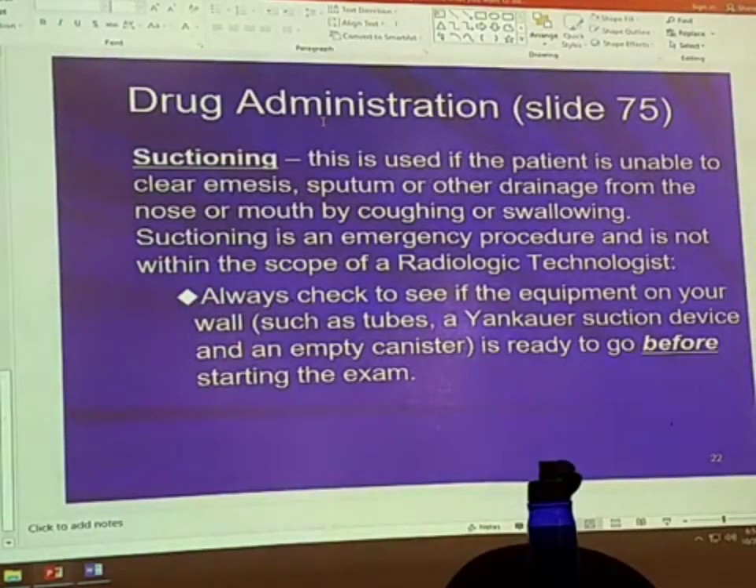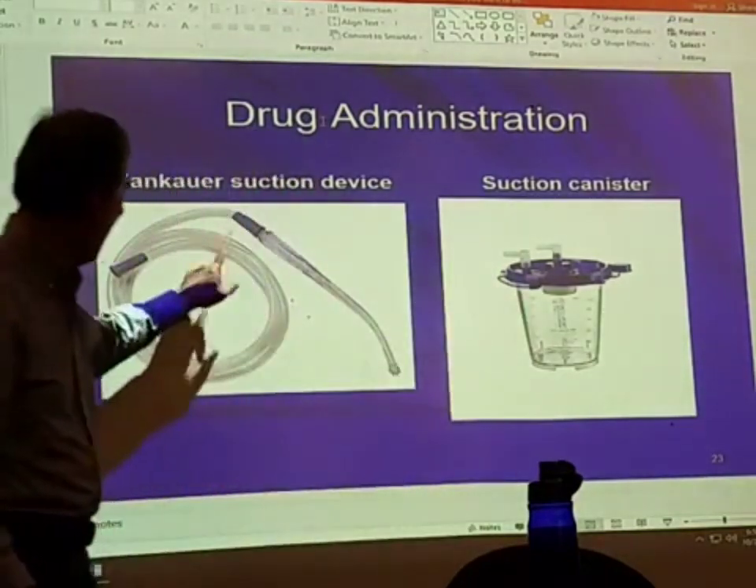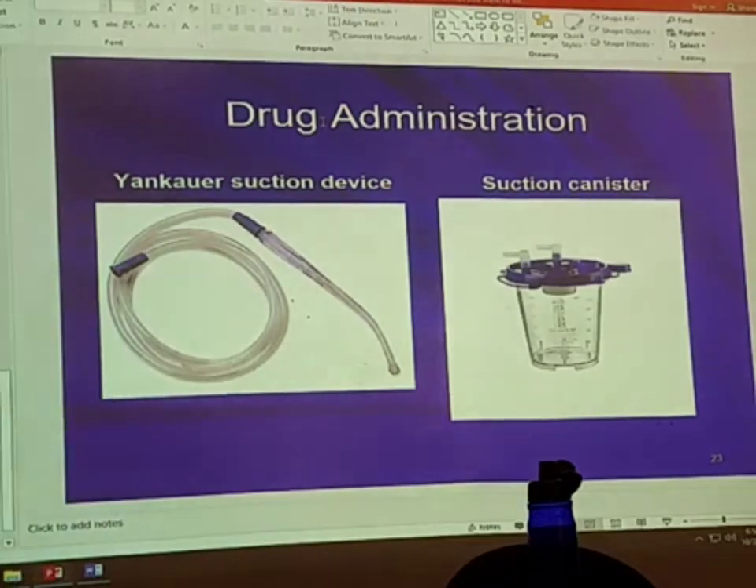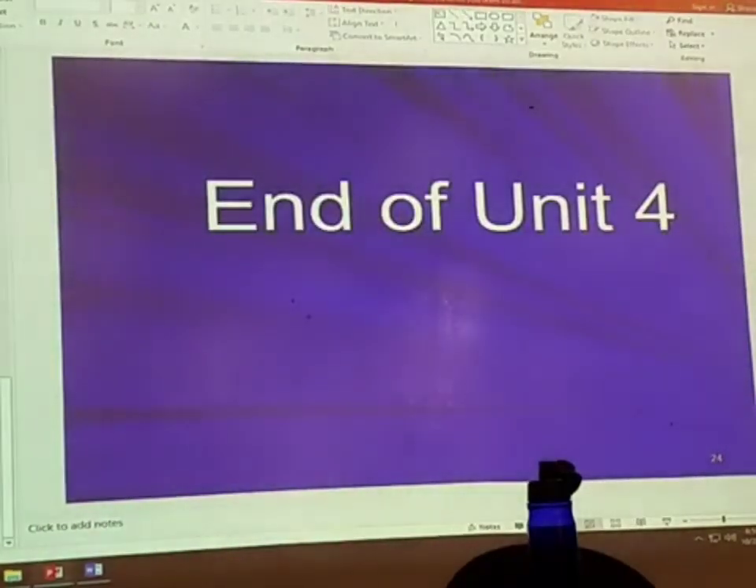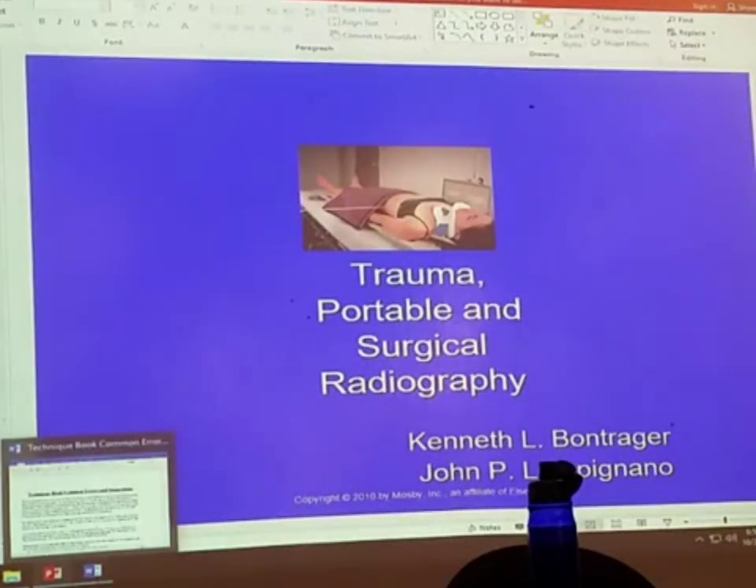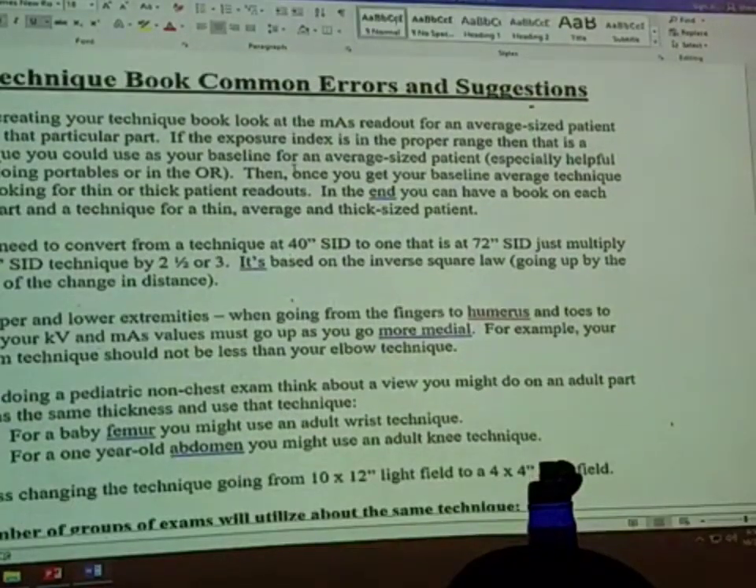And then for suctioning, just make sure that your room always has a suction canister. And remember this from the dentist, the Yankauer devices, you have to have those in place, or they have to be ready to go, okay? And that's pretty much it for that. Let me go ahead and talk about the techniques. I'd rather spend a little more time going over that.